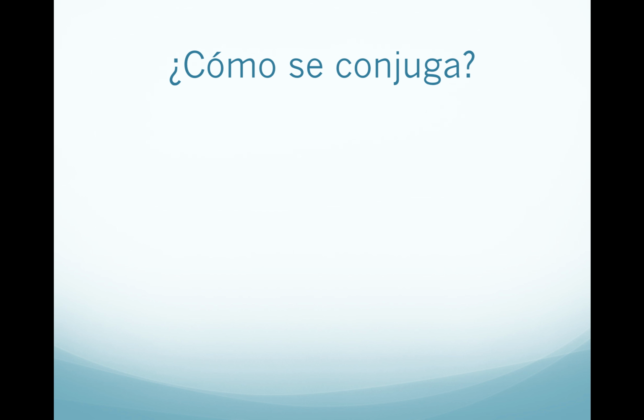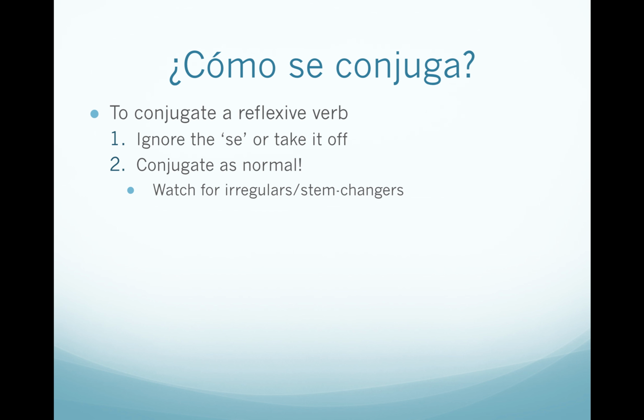How are we going to conjugate verbs? To conjugate a reflexive verb, you need to ignore the se or take it off and then just conjugate it out as normal. You need to be able to watch out for those irregulars and stem changers though. So for example, if we wanted to take the verb bañarse, which means to bathe, and say I bathe myself or I bathe, we need to ignore the se, get rid of it, and then we're left with a regular AR verb, which can be conjugated baño, bañas, baña, bañamos, bañáis, and bañan, or if you were working in the preterite tense, bañé, bañaste, bañó, bañamos, bañasteis, and bañaron.